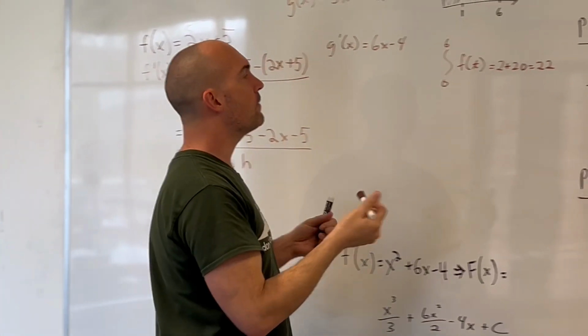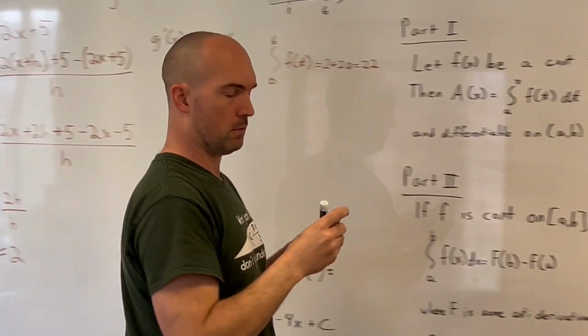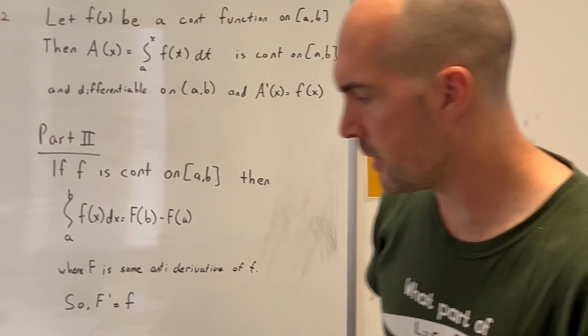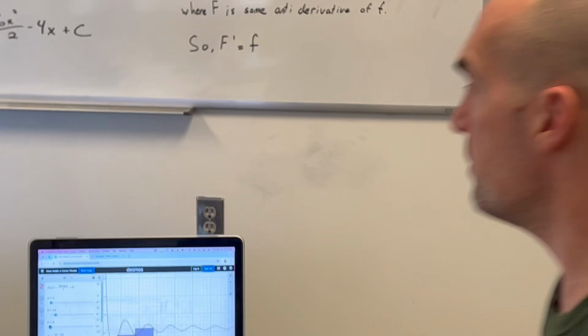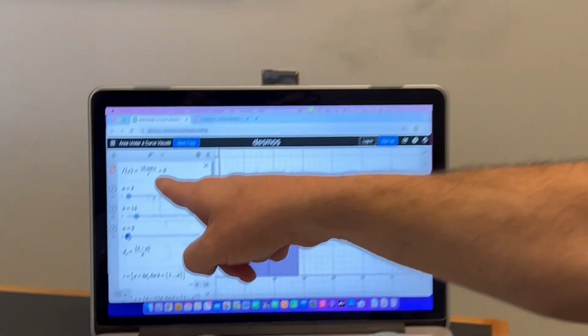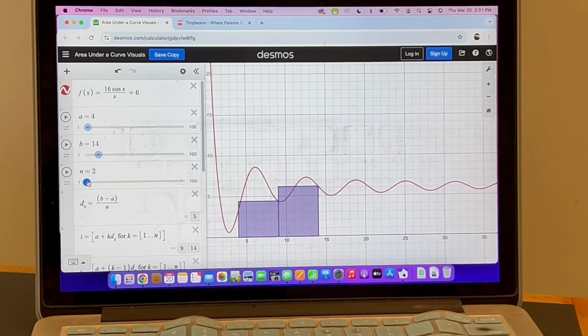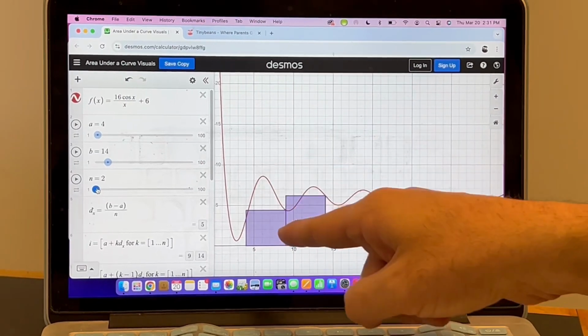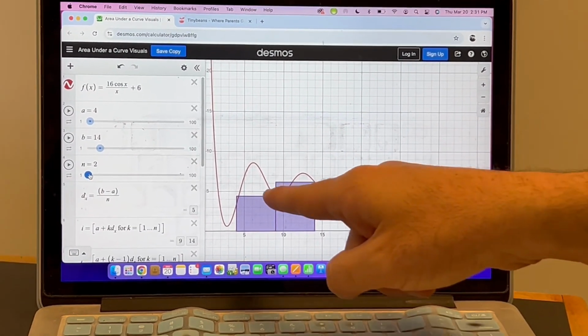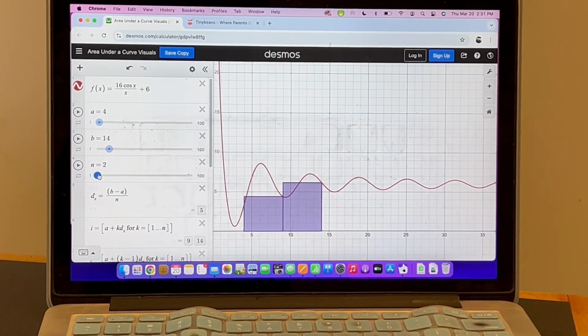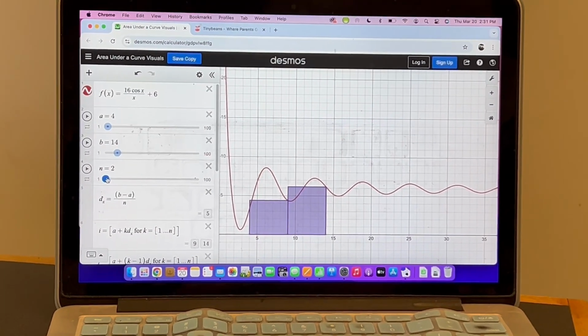Then we said, what if we have a goofy function? Let's go take a look at our Desmos calculator. Let's say our function is something fun like this, 16 cosine of x divided by x plus 6. Well, it looks like this. The function itself isn't too bad, but finding the area under the curve is going to be pretty difficult, right? The rectangles don't really do it justice.